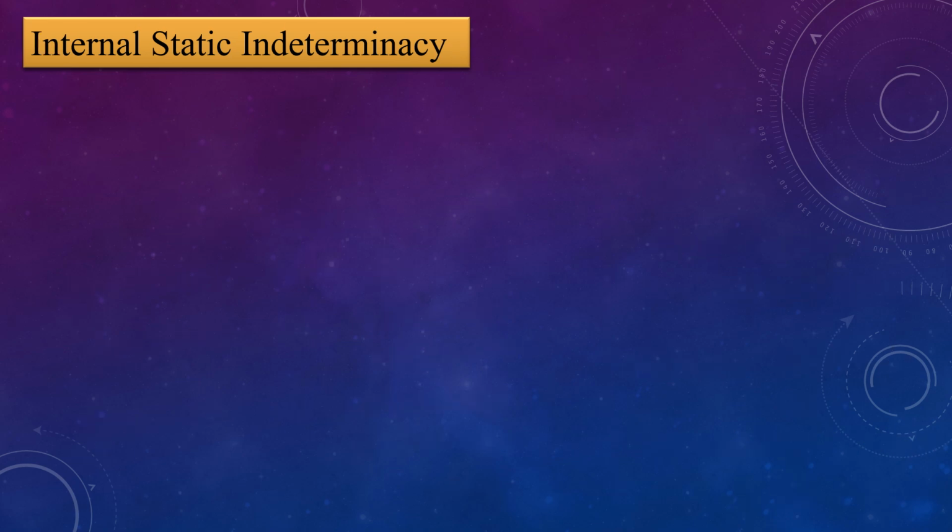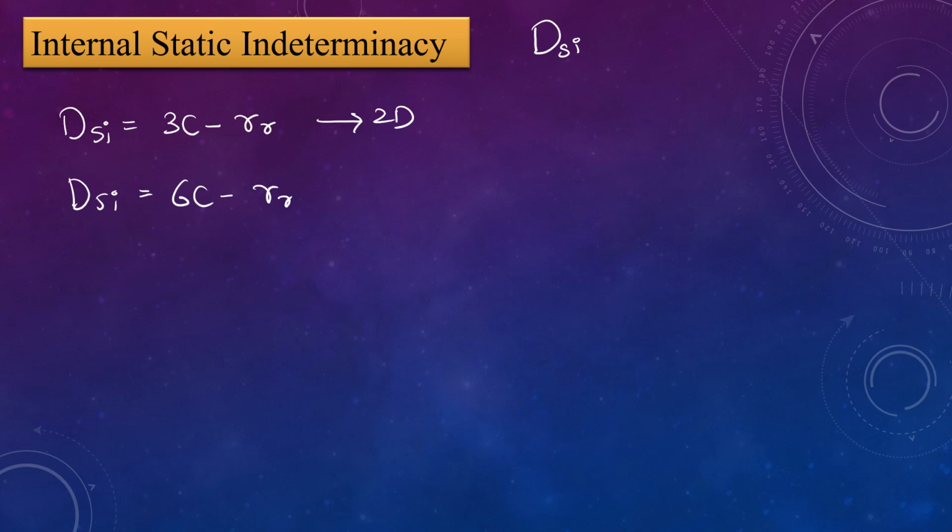Next, internal static indeterminacy, that is represented by DSI. Okay, so there are two formulas for DSI. DSI is equal to 3C minus RR, and DSI is equal to 6C minus RR. This formula is for 2D structure and this formula is for 3D structure. Okay, so here C is the number of closed loops.